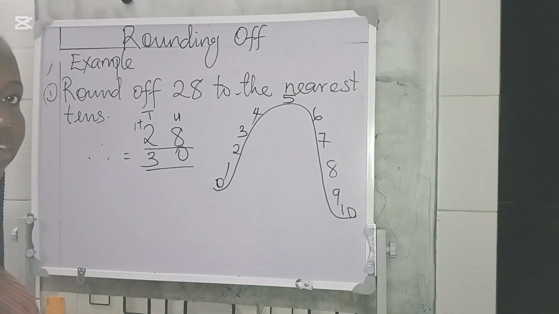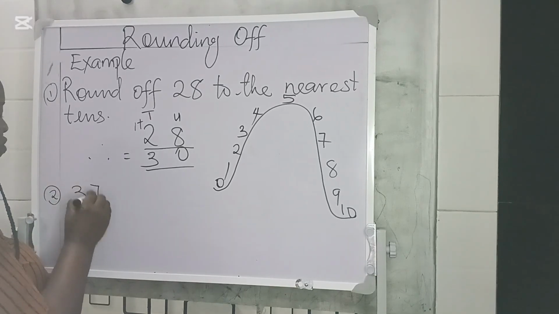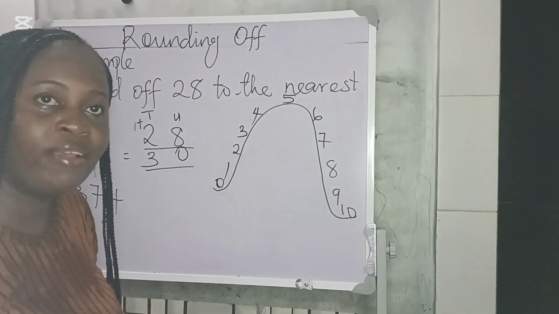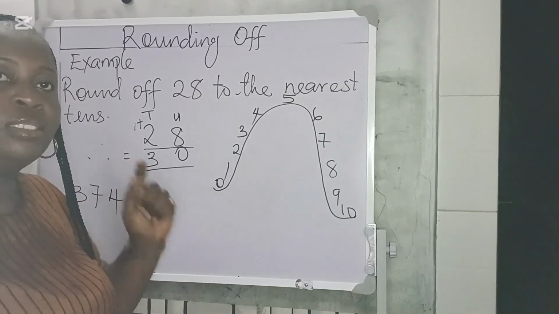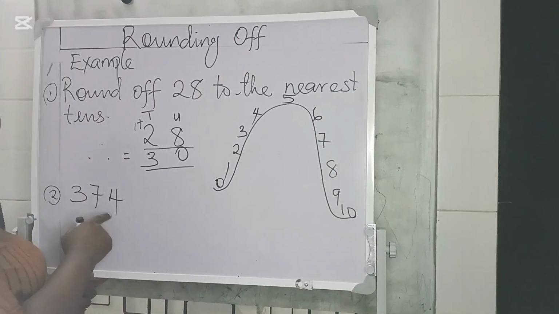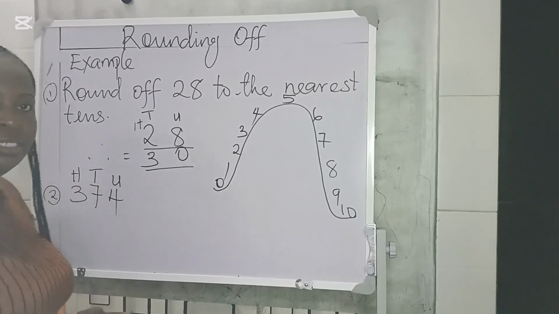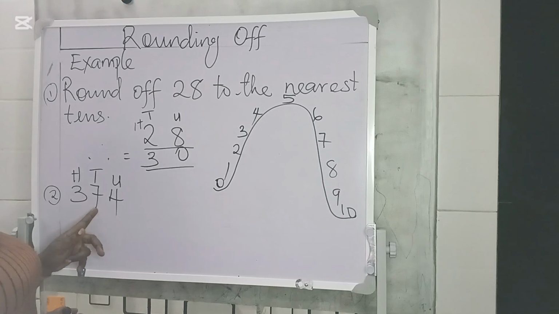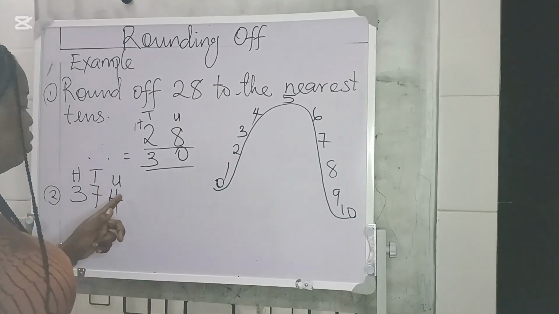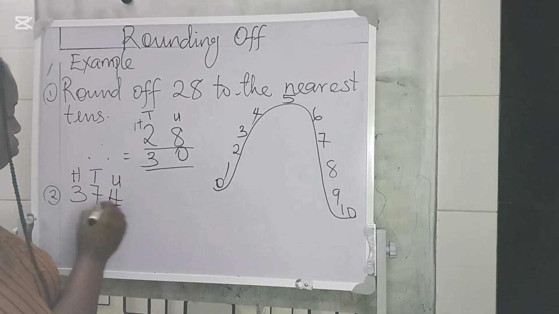Let's look at another number. If we have 374, number 2, still to the nearest tens. Now look at our 374 here. We have our unit, tens, and 100. This is the place value we are looking for, which is 7. And the closest neighbor there is unit 4. So you look at 4.